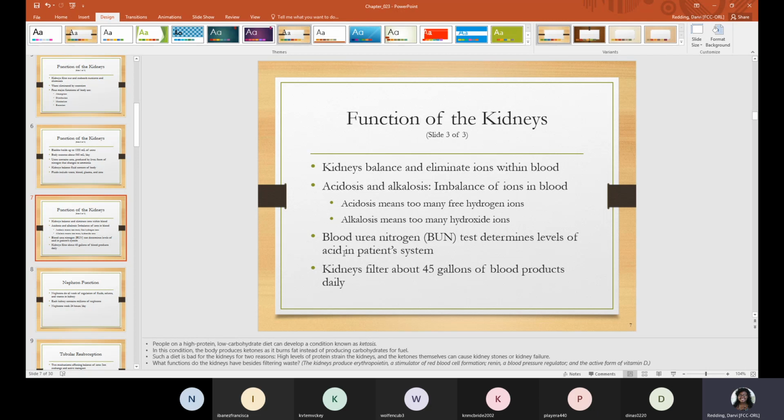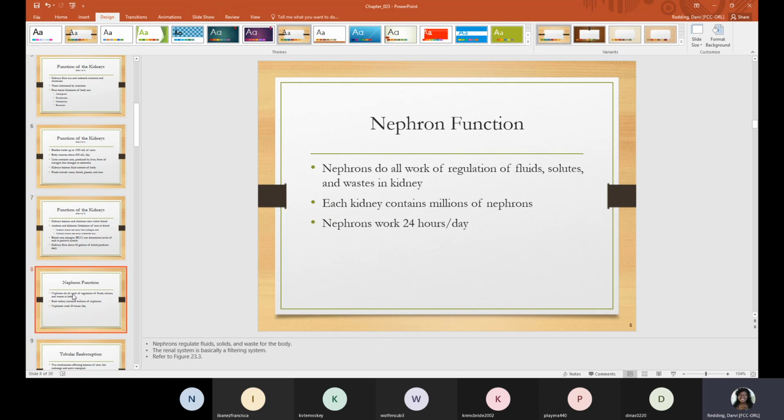Now, what functions do the kidneys have besides filtering waste? Well, the kidneys can also produce erythropoietin, which is a stimulator of red blood cell formation, and then also renin, which is a blood pressure regulator, and is also the active form of vitamin D. So now that we learned about the function of the kidneys, let's next learn about the nephron function. So with the nephron function, nephrons do all the work of regulation of fluids, solutes, and waste in the kidneys. Each kidney, you should know, contains millions of nephrons.